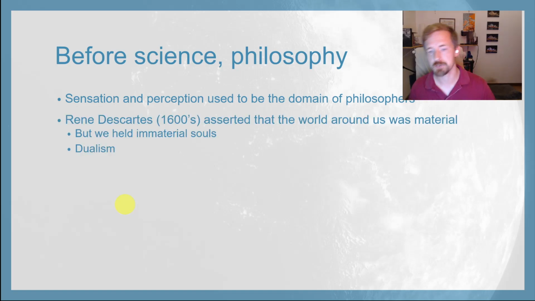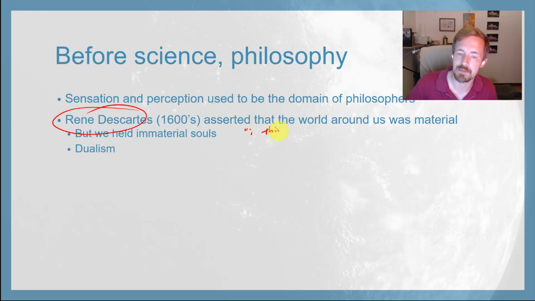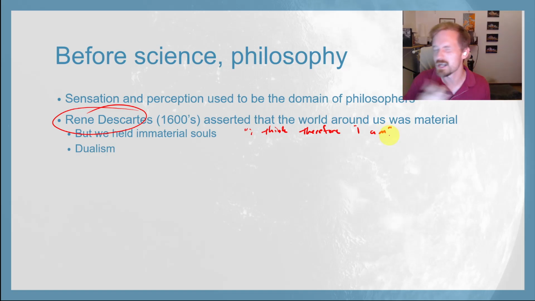So sensation and perception used to be the domain of philosophers. This name right here, René Descartes, he's a French nobleman, a very interesting history. From the 1600s, he came up with that very famous phrase that you've heard probably a million times by now, I think, therefore I am, which is one of those things that you hear all the time. At least I did growing up, and I never really thought about what it meant, and I had never taken a philosophy class, so I didn't really know what it meant.